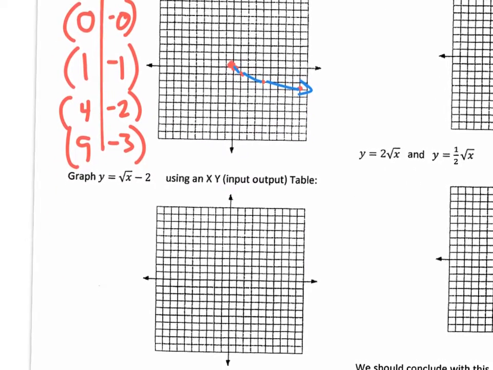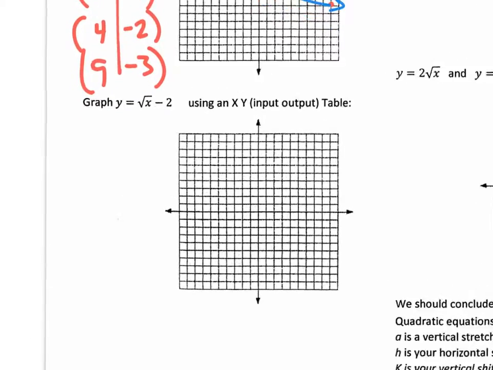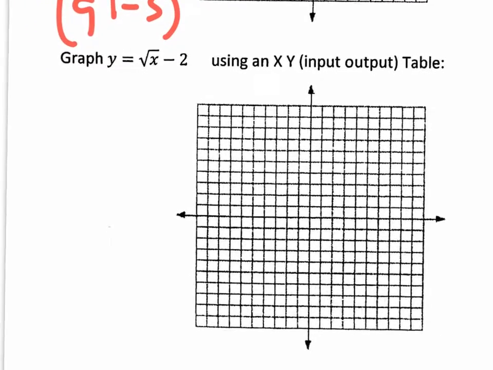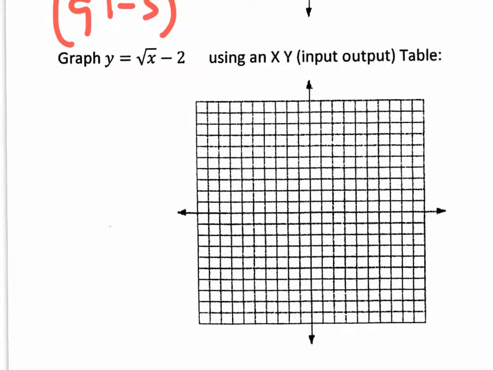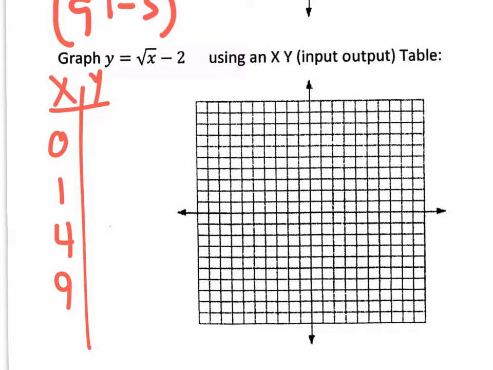Let's try this next one down here. This one has a minus 2 on the outside of the square root. So once again, if we went to the xy table, plugged in some perfect square numbers that work, like the square root of 0 is 0, the square root of 1 is 1, the square root of 4, and the square root of 9, those all work. But remember, we have a minus 2 at the end of each one of these.